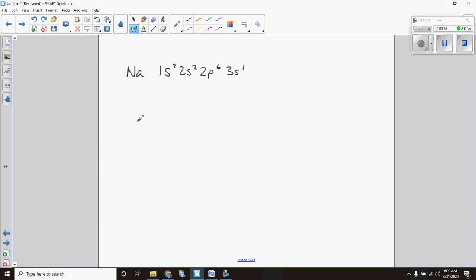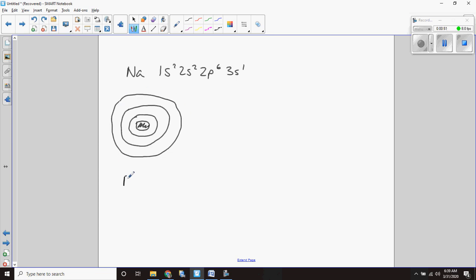Before, we'd drawn the shell model for sodium. There's the nucleus. Sodium has 3 shells, and this is if we drew it with the old-fashioned Bohr model of the atom. And we know that we have 11 electrons. By the way, if you counted electrons, 2 plus 2 plus 6 is 10, plus 1 is 11, you end up with the number of electrons sodium has.